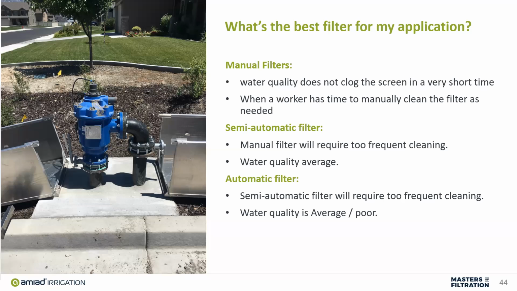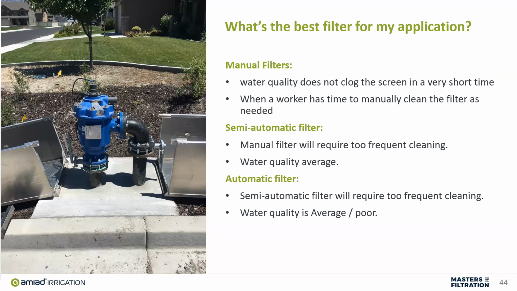So let's go back and review a little bit. What's our best filter for my application? When we think about our water source, our flow rate, our operating pressure, our required filtration, and our maintenance, this is where we have to think about those items, as well as what filter to use: the manual, the semi-automatic, or the automatic. If your water quality is not terrible and you're not going to be cleaning that filter that often, a manual filter is a good option, and it will be a good fit for the bill because it's inexpensive and easy to use. If they have time to clean it, again, this is where the maintenance comes in.